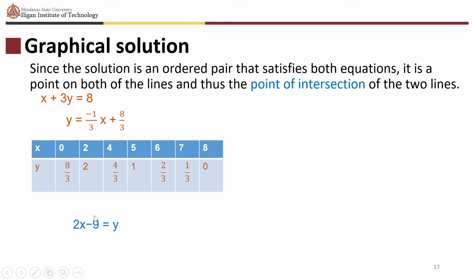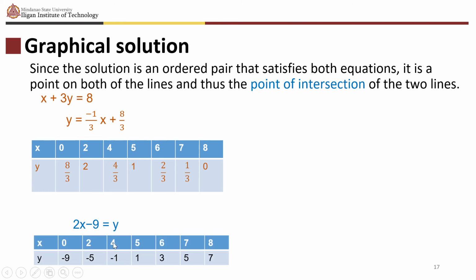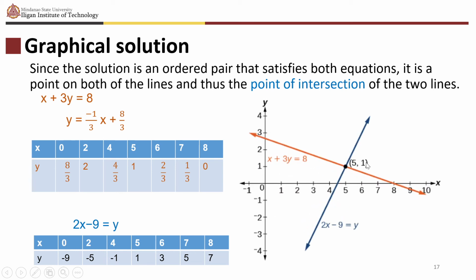Similarly, you can sketch 2x minus 9 equals y by substituting values for x and solving for y. You come up with the following, so let's take a look. You are left to verify that these values are true. So when x is 0, for the first line, x plus 3y equals 8, you have y equal to 8 over 3, that is 8 divided by 3.